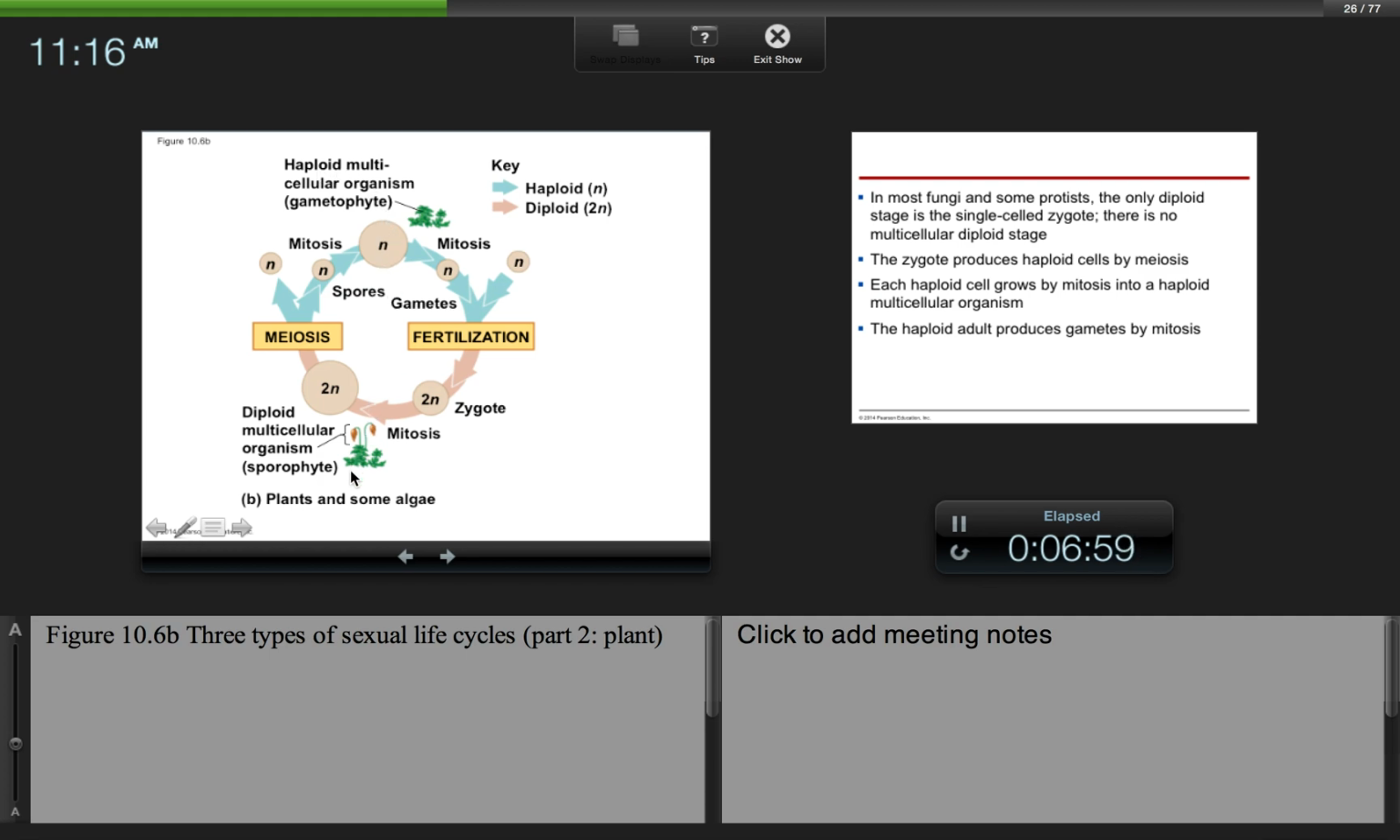So they alternate between gametophytes and sporophytes. So then that gametophyte will produce gametes through mitosis, and then fertilization will occur. Sperm fertilizes the egg to create the diploid zygote, which will then grow into the diploid multicellular organism, or the sporophyte.